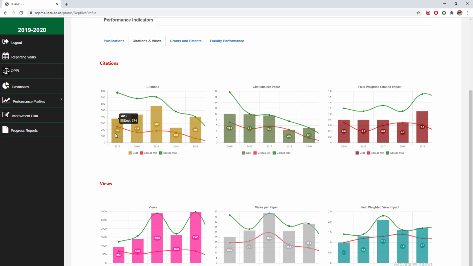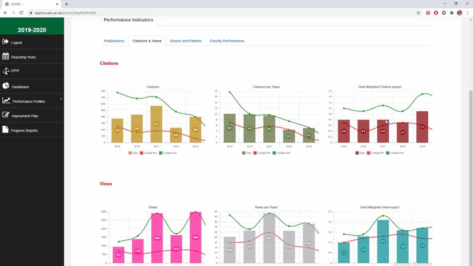So we divide the total number of citations here by the number of published papers, and you can see again the number of citations per paper goes down, and this is expected. The last one, which is a very important indicator here, is the field weighted citation impact. So what does this mean?